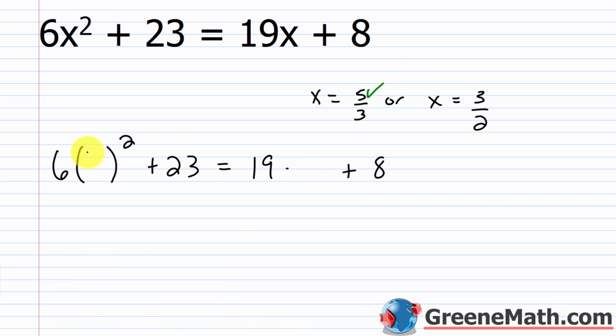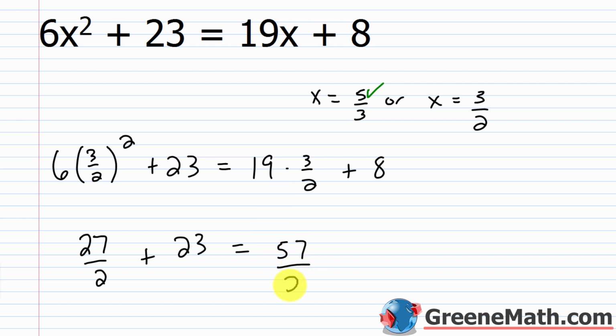All right, now let's check 3/2. So 3/2 squared is going to be 9/4. So you'd have 6 times 9/4. Can cancel a common factor of 2. So this would be 3 and this would be 2. So what I'd have is 27/2. So 27/2 plus 23 is equal to, for this one, 19 times 3 is 57. That over 2, so 57/2 plus 8.